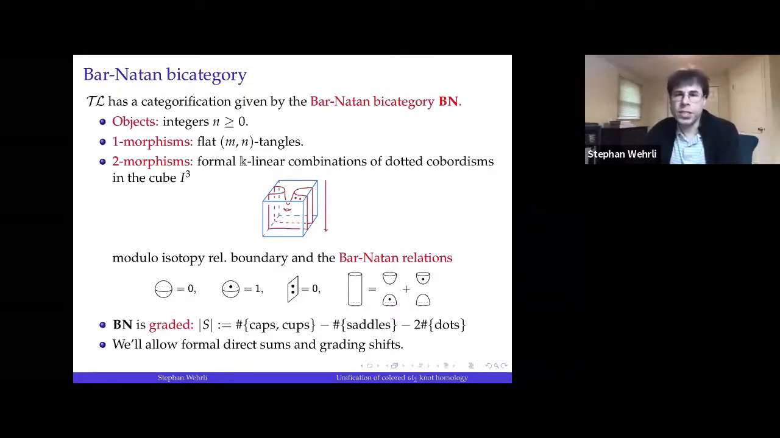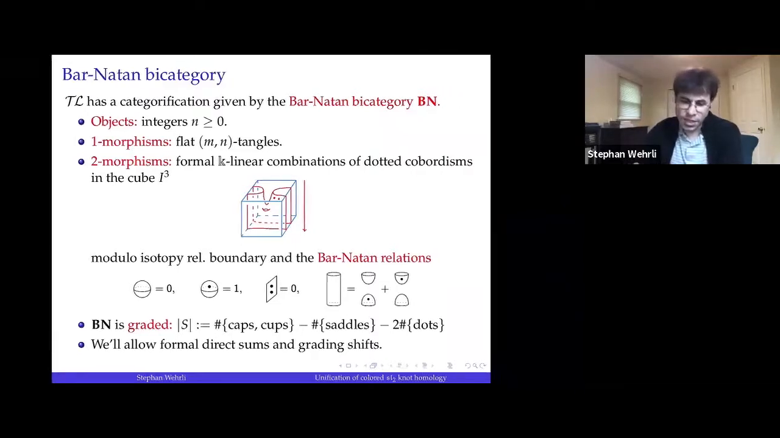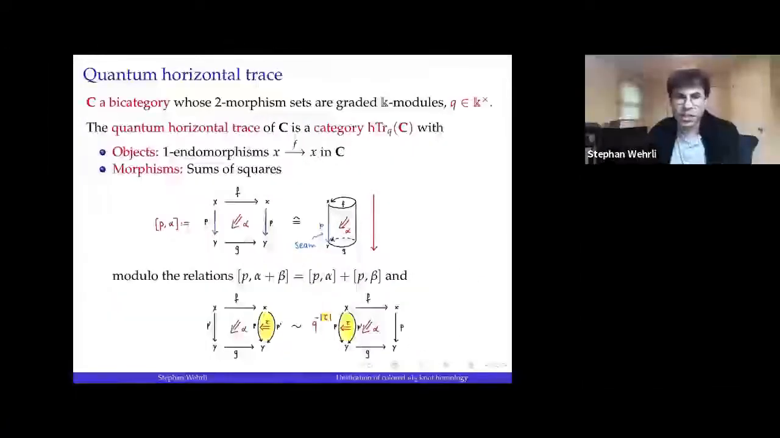And now one can use this bicategory to construct the quantum annular Bernoulli category. And for that, one needs a construction known as the horizontal trace, or the quantum horizontal trace. So suppose we have any bicategory which is k-linear and pre-graded. By this, essentially, I mean that two morphism sets are graded k-modules. And now we fix some invertible element q of the ground ring, and then one can construct some category, an ordinary one category called the quantum horizontal trace of C, and it's defined as follows.